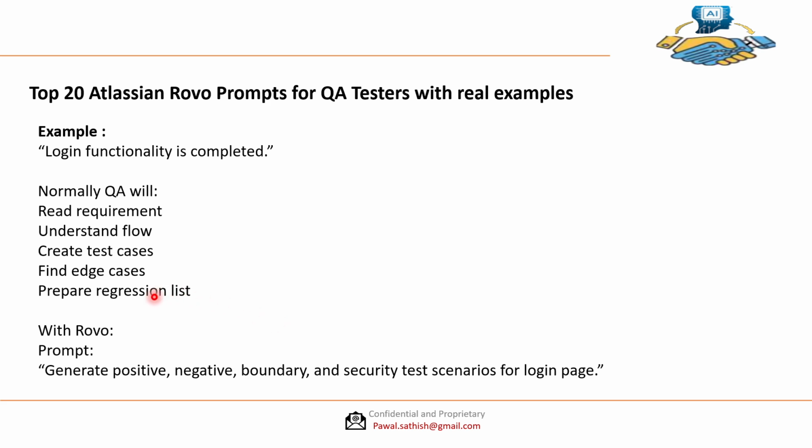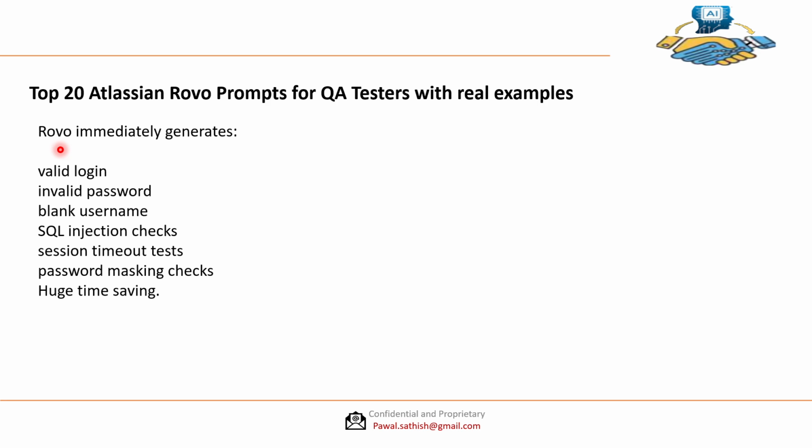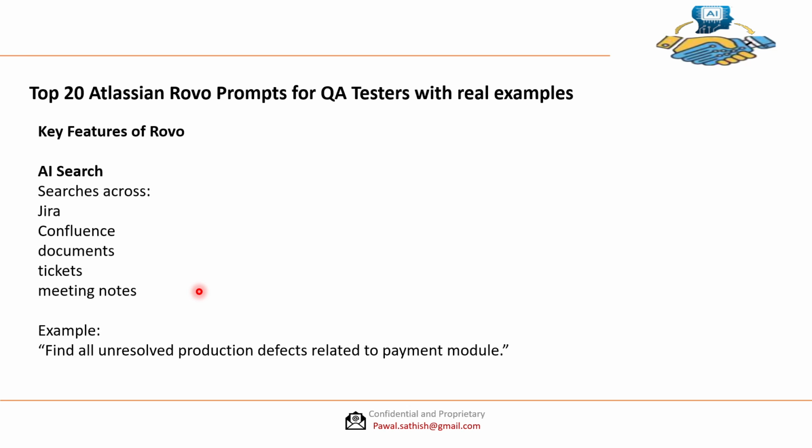Now you understand how we can use Rovo. Here you can see Rovo immediately generates valid login, invalid password, blank username, SQL injection checks, session timeout test, and password masking checks. Huge time saving. This way Rovo is useful. Now we'll see the key features.